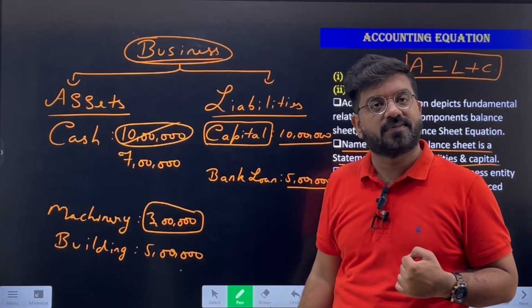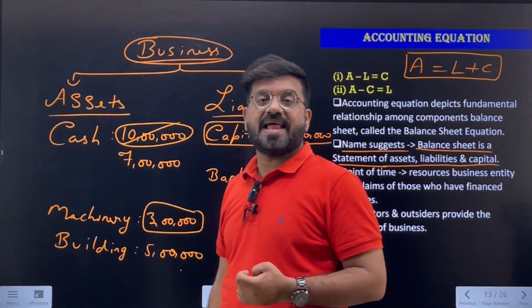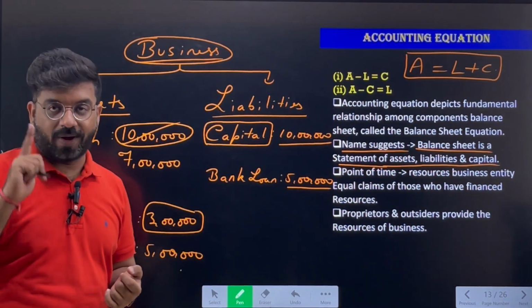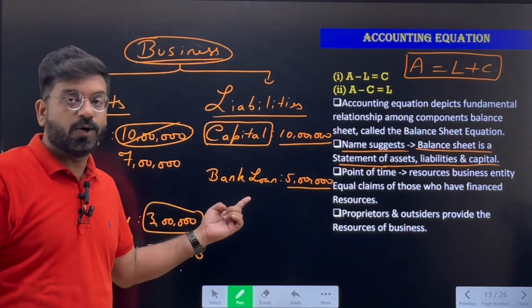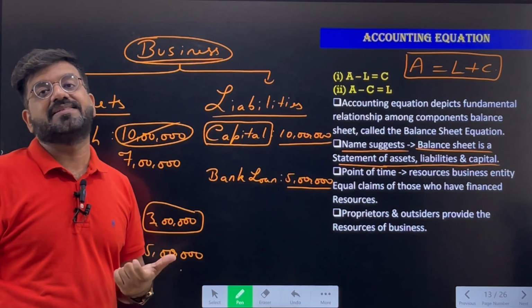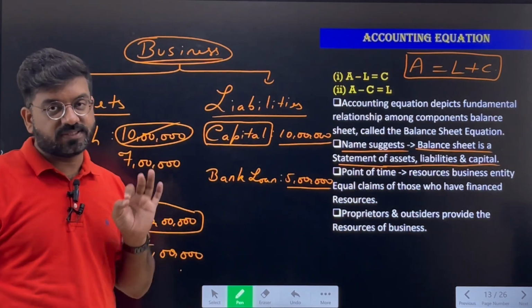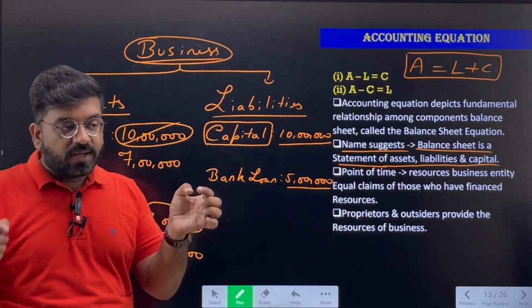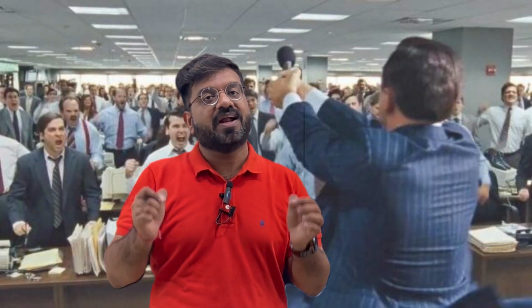Is that clear? So this full 15 lakhs is owed by the business to two persons. One, the external liability, that is the bank loan, 5 lakhs. Second is basically the capital, that is rupees 10 lakhs. I hope this is now very much clear to you that for all the assets we have a liability. So just be informed that we are not talking about us. I'm not talking about me as an owner, but I am talking about the business.